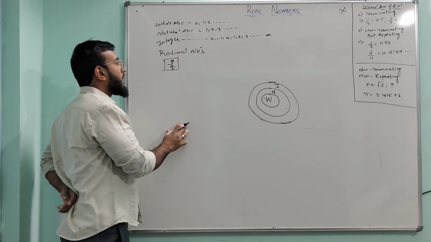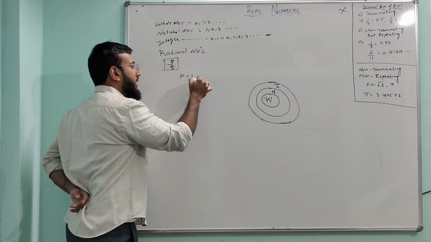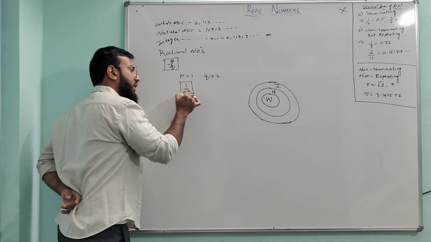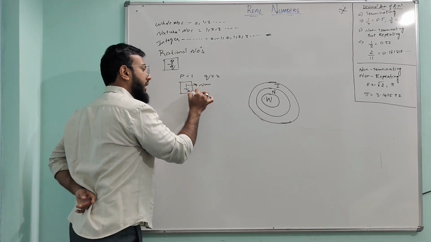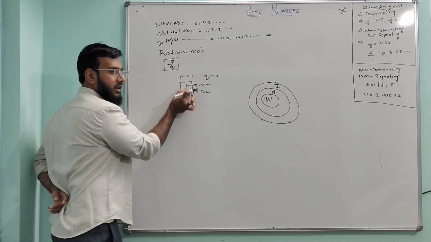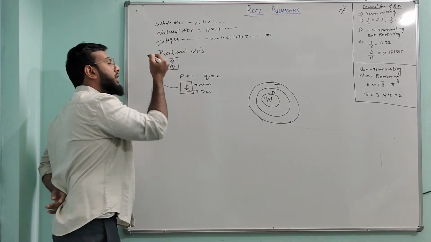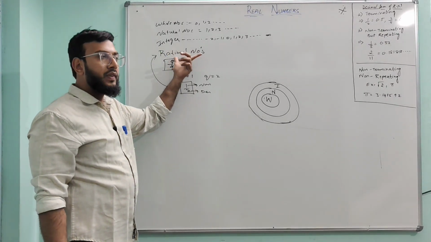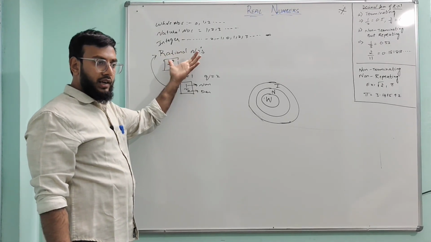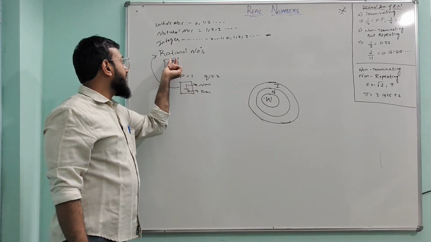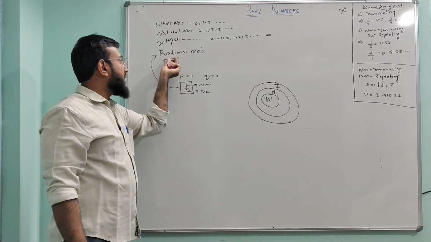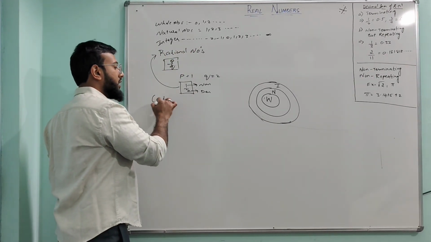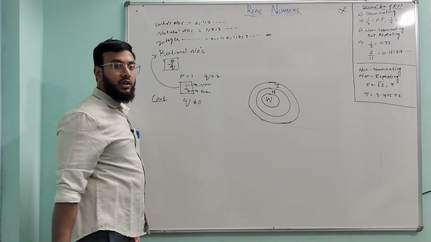Assume P is 1 and Q is equal to 2. 1 by 2. When the numerator and denominator have some values, then this particular number is said to be a rational number. Let me repeat the sentence. What exactly is a rational number? A rational number is defined as the numbers which are represented in the form of P by Q. Those numbers are called rational numbers. And there is one condition: Q is not equal to 0.